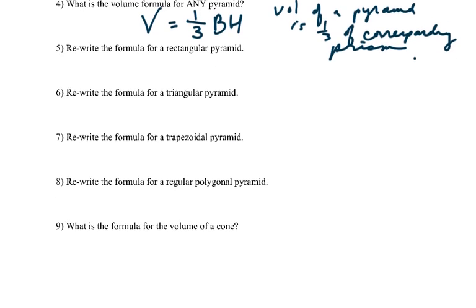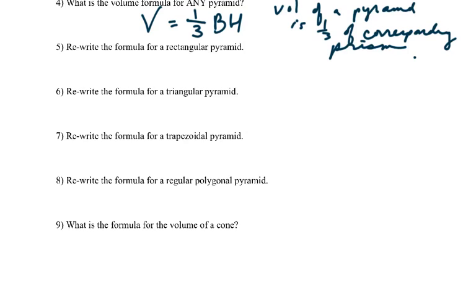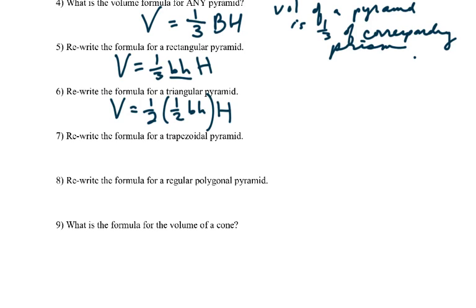Okay, so now we're going to rewrite that for all of these special pyramids. So a rectangle area is little b, little h. So 1/3, little b, little h, and then we have capital H. So the little b, little h is the capital B. Rewrite the formula for a triangular pyramid. So triangle area is 1/2 base times height. So there it is. How about trapezoidal pyramid?